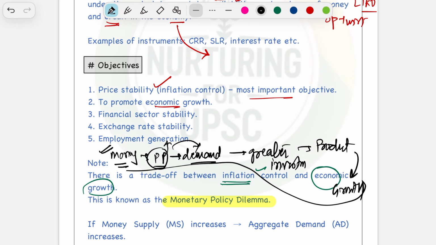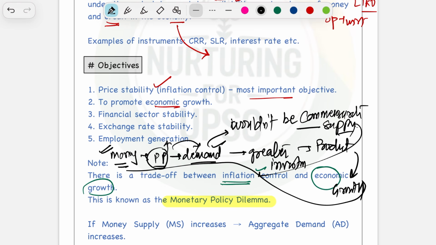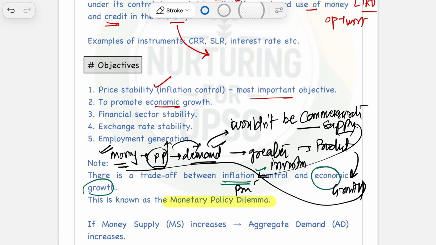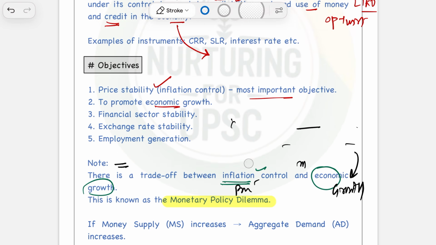However, what happens when there is a greater demand for goods, there can be a possibility that there wouldn't be commensurate supply. So if there isn't a commensurate supply, then that would automatically lead to inflation, that is price rise. So the entire exercise of monetary policy is how to handle this monetary policy dilemma.